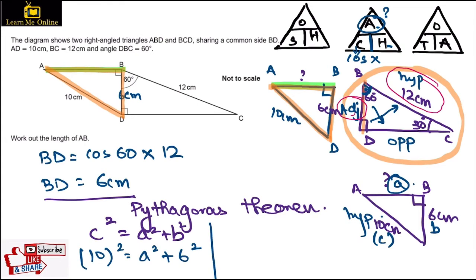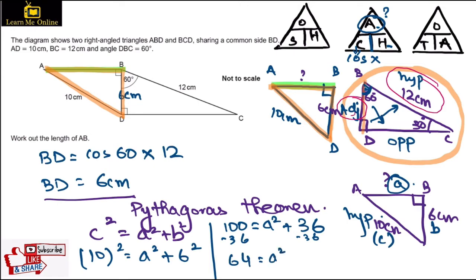So here 10 square is 100. We have got 100 equals A square plus 6 square, which is 36. Because we are finding out the value of A, we do minus 36 to both the sides. So 100 take away 36 would be 64. So we write down 64 equals A square.